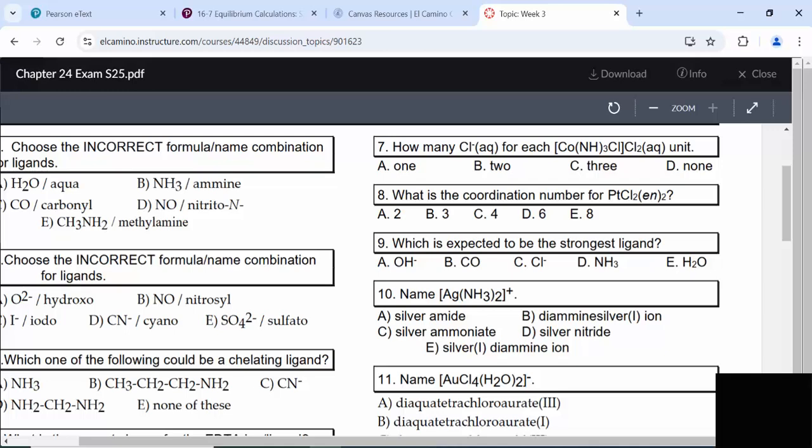Strongest ligand should be the most reactive. Out of those, which one's the most reactive? B is correct. B. I mean, yeah, B's going to kill you, right? Carbon monoxide. Will chloride kill you? A little bit of ammonia kill you? A lot of ammonia will kill you for sure.